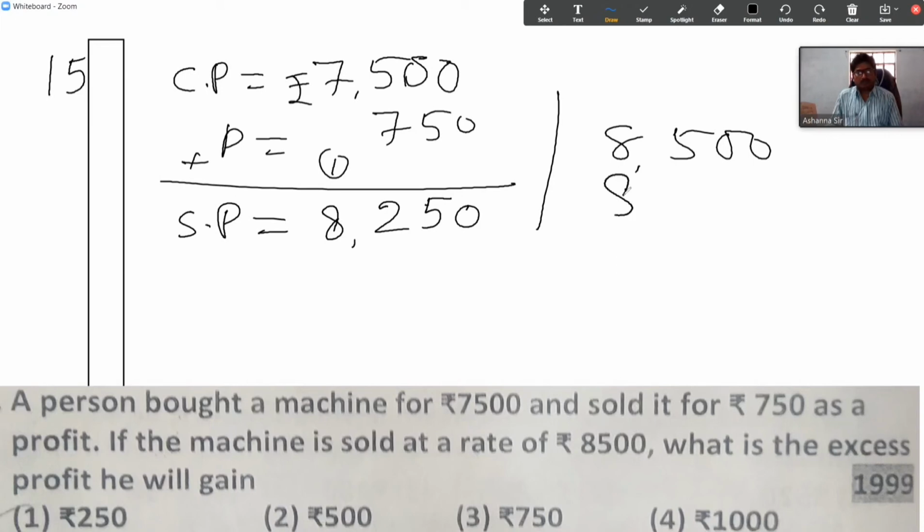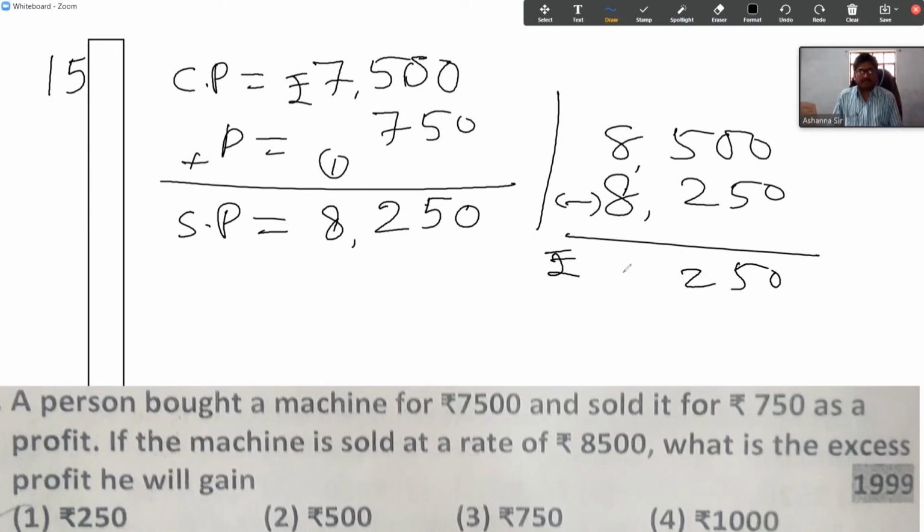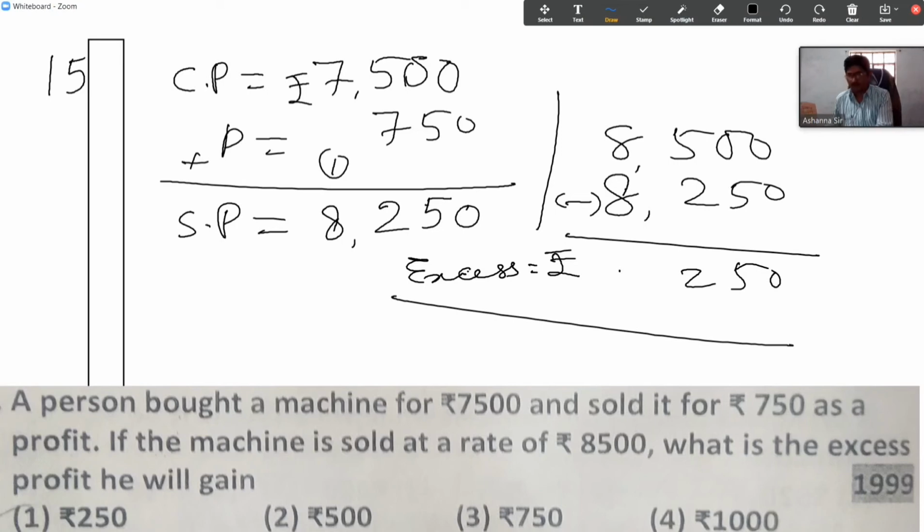We have to subtract this 8,250. So by observing we can get 250 rupees excess profit. Excess profit he will get. So option 1.